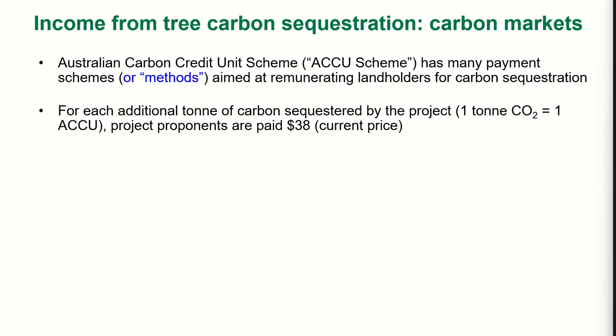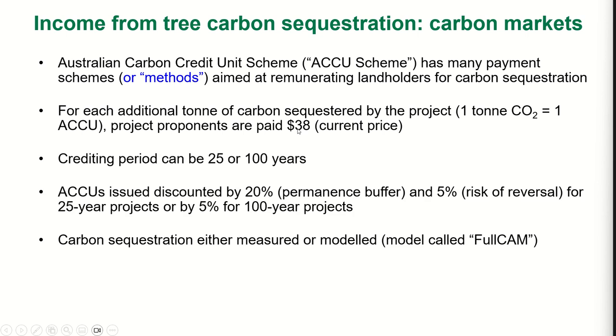For each additional tonne of carbon that you've demonstrably sequestered by the project, so you've changed your practices, you've shown that additional carbon is sequestered to what would have been sequestered had you not enrolled in the carbon market, you get paid a market price. Like any market, carbon prices are up and down. In Australia, the current spot price is about $38 per tonne of CO2, but they've gone up and down over time and will go up and down in future.